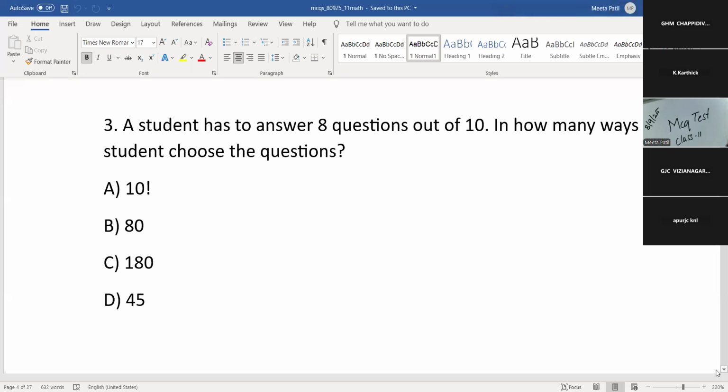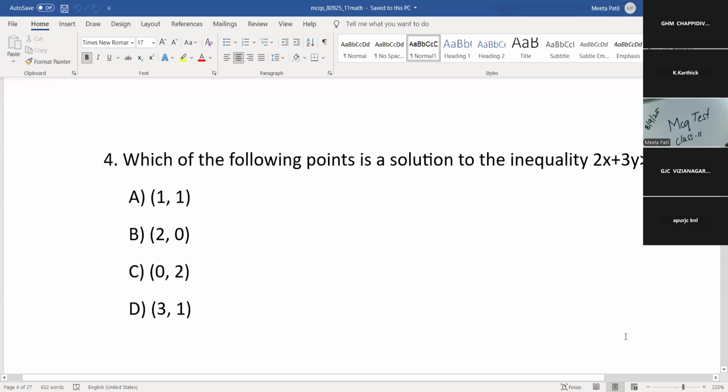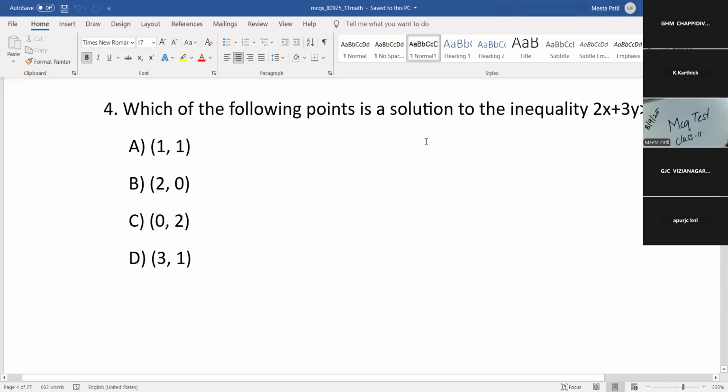Okay, so we are moving to the next question. Your fourth question will be, which of the following points is a solution to the inequality 2x plus 3y greater than 6? Again here you will be having four options. Option A is the point 1 comma 1, option B is 2 comma 0, option C is 0 comma 2, option D is 3 comma 1. Kindly mute yourself.